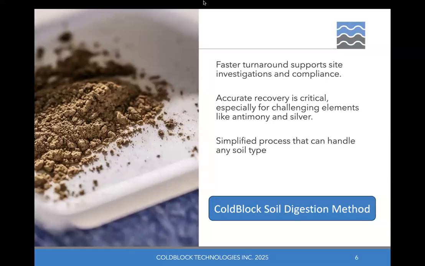And then 3, simplification. We need a single process, a single stream of steps that are followed exactly the same way every time, and that can handle any soil type. And really, that's why we're here today. We believe that the ColdBlock soil digestion method meets all of these needs, and we're excited to explain to you why.